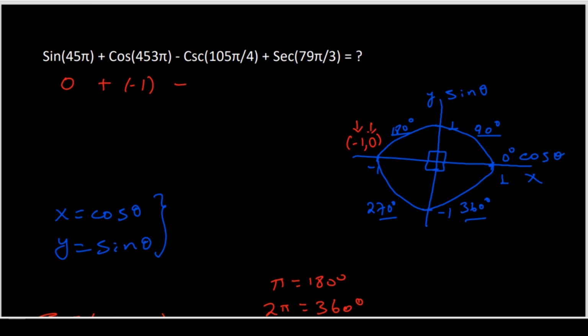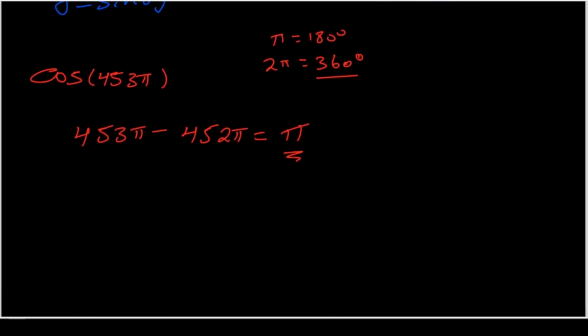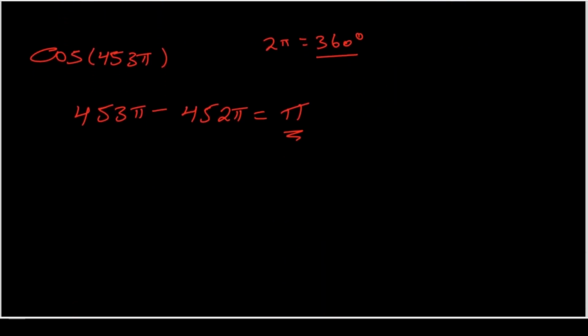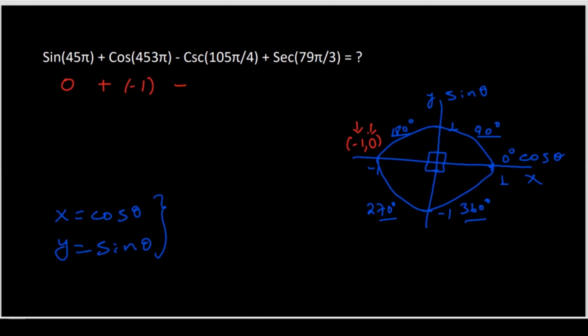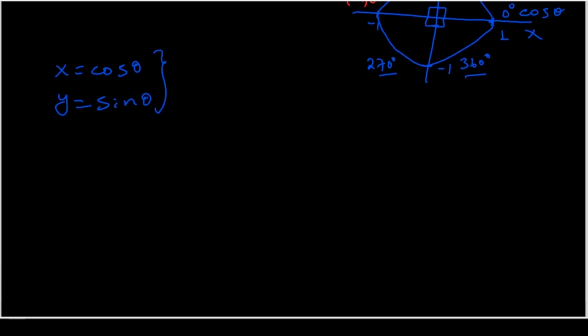Moving on, minus cosecant of 105 pi over 4. Let's go ahead and do this. Y'all memorized this part, hopefully, that 2 pi and pi equal 180 and 360 degrees. Now, when we check the question again here, it says 105 pi over 4, cosecant. So let's write it down. Cosecant of 105 over 4 pi.